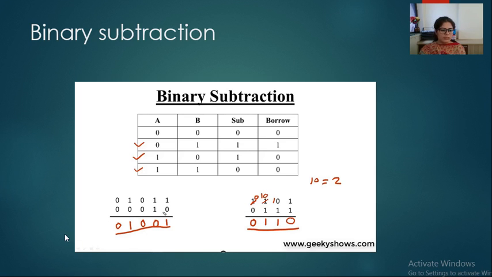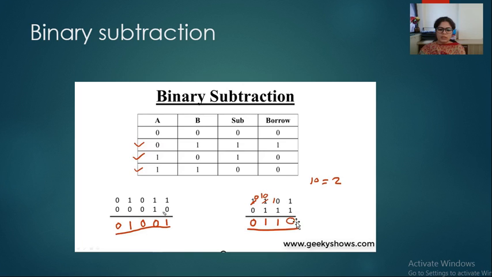So I have taken this example. Look at this example. 1 minus 0 is 1. 1 minus 1, 0. 0 minus 0, 0. 1 minus 0, 1. 0 minus 0, 0. So this is the answer.